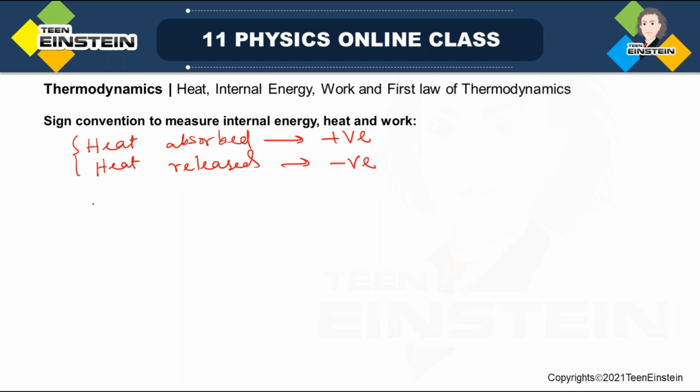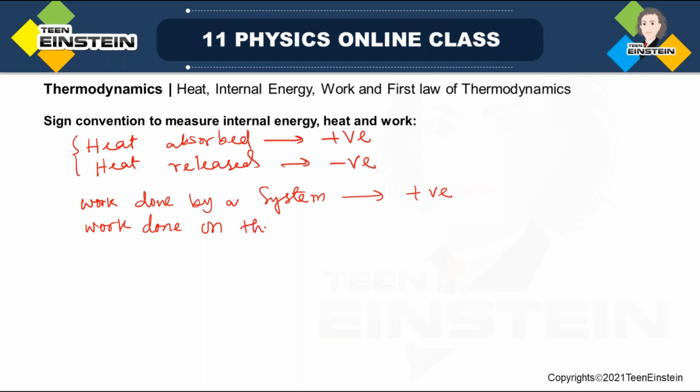So work done by a system is positive. Work done by a system is taken to be positive. Then work done on the system is taken as negative.